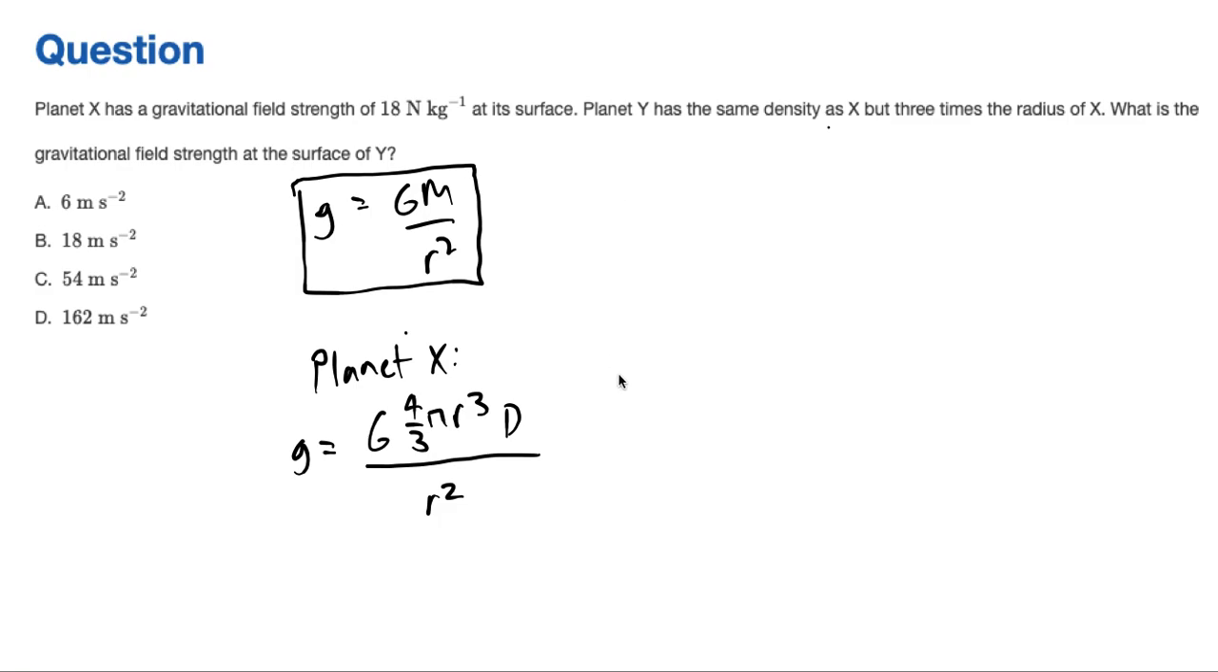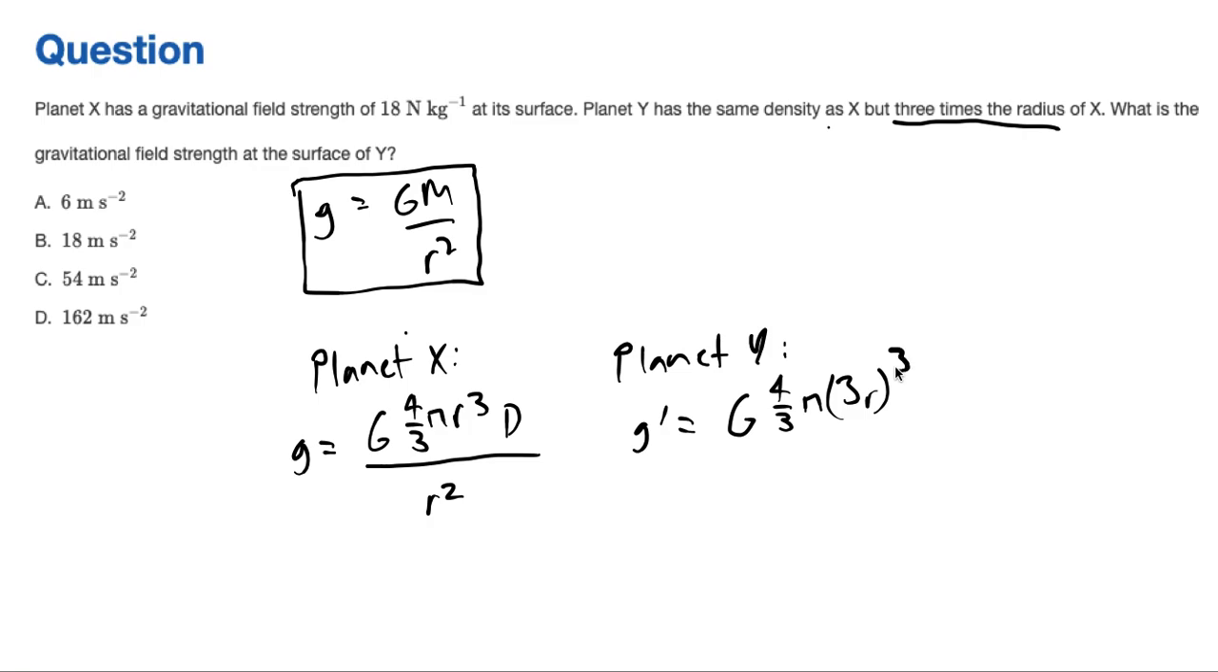And then for planet Y, we have to try writing it as similar to X as possible. So this can be, well, g dash. It can be the gravitational constant G, the volume 4/3 pi. Instead of r cubed, we need to say (3r) cubed because we know it's 3 times the radius. So instead of r, we substitute (3r) cubed d over, and then instead of r we put in 3r, so it's (3r) whole squared.